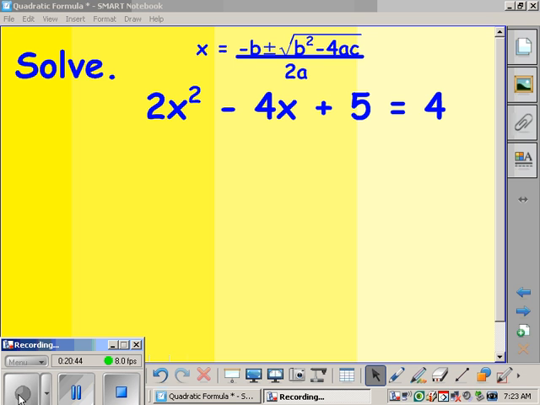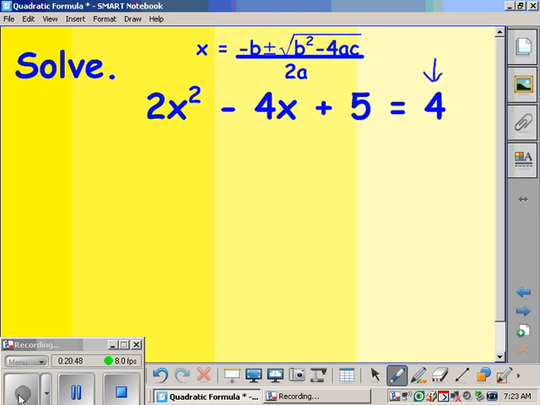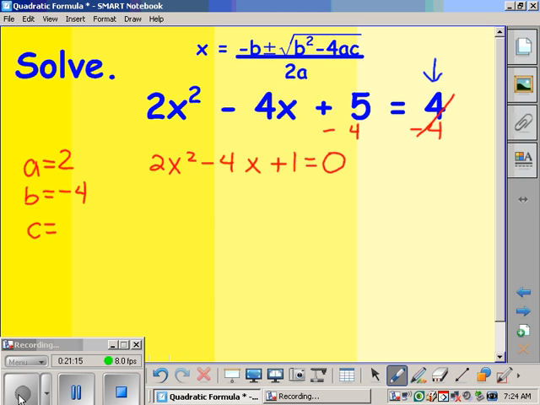Okay, the first thing you have to do in this problem is, again, look and see if it's in standard form. It appears to be in standard form, but to be in standard form, the number to the right of the equal sign has to be 0, and it's not. So what we want to do is combine it with the like term on the left side. So we will subtract it from the right and bring it over with the 5. So we will have 2x squared minus 4x plus 1 equals 0. Now we can identify our a, which is 2, our b is negative 4, and our c is positive 1.